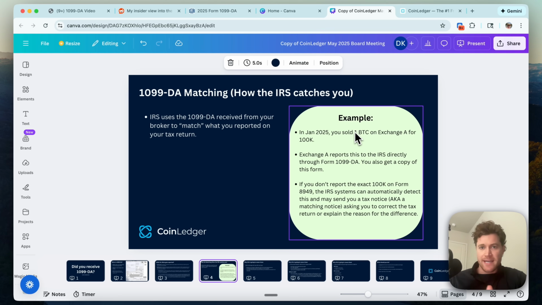So again, let's run through a quick example. Let's say in January 2025, you sold one Bitcoin on Exchange A for $100,000. Exchange A reports this to the IRS directly through Form 1099-DA, and you also get a copy. So if you don't report the exact $100,000 on Form 8949, which is the form used to report your capital gains and losses on your personal tax return, the IRS system can automatically detect this, and it may send you a tax notice asking you to correct your tax return or explain the reason for the difference.